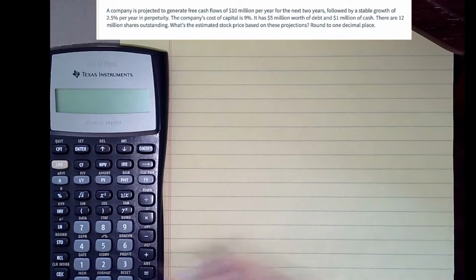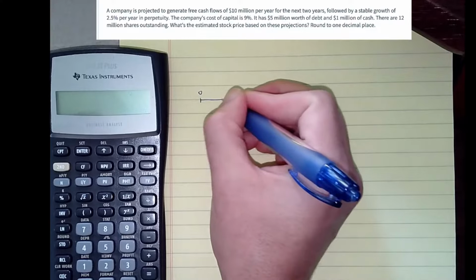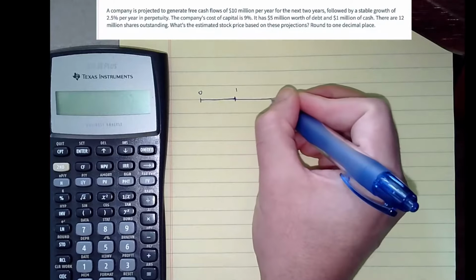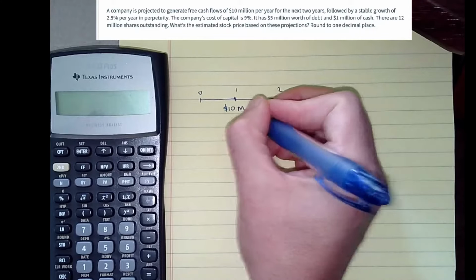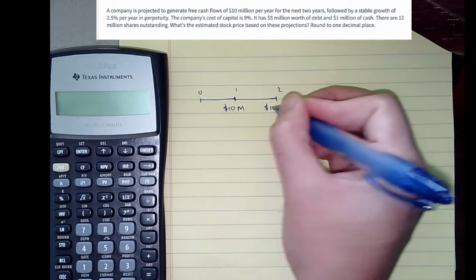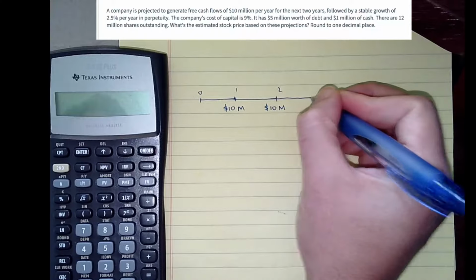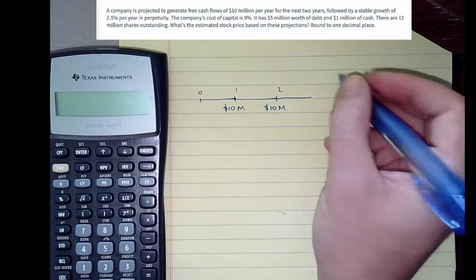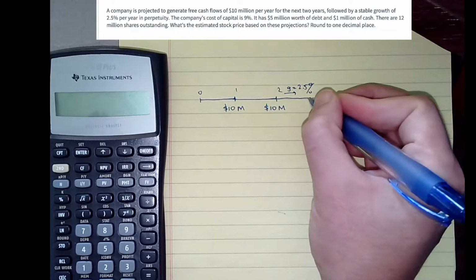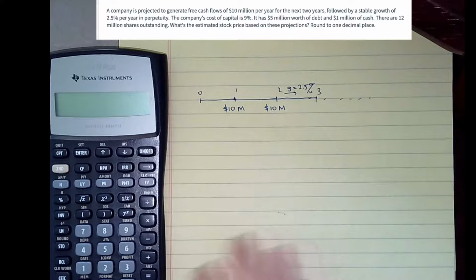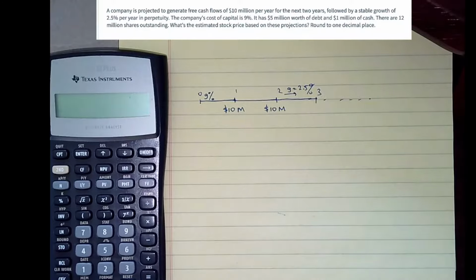All right, step 1, as always, with DCF stock valuation questions, is draw the timeline and put the cash flows we know on the timeline. So we have this 2-year period with $10 million in free cash flow per year, followed by, so this is where our constant growth phase, terminal phase starts, right? G equals 2.5% growth rate from that point on forever, right? And cost of capital is 9%. So that's our timeline. So what's the next step?